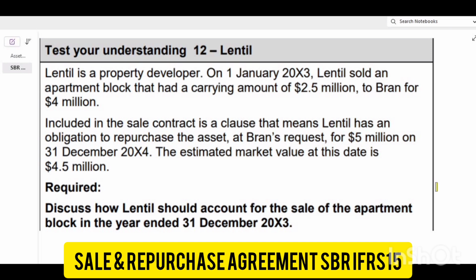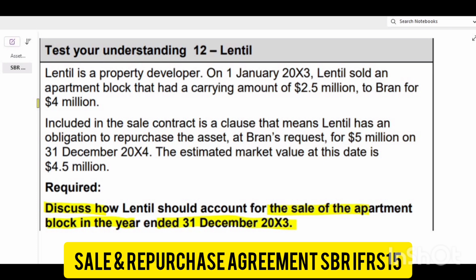Now this question is saying to discuss how the lender should account for the sale of an apartment block on 31st December 2001. This is your question. Now, how will you treat this question? First, you have to understand whether this should be treated as a lease or should be treated as a loan. Depending on your assessment, you will treat it accordingly. Clear?